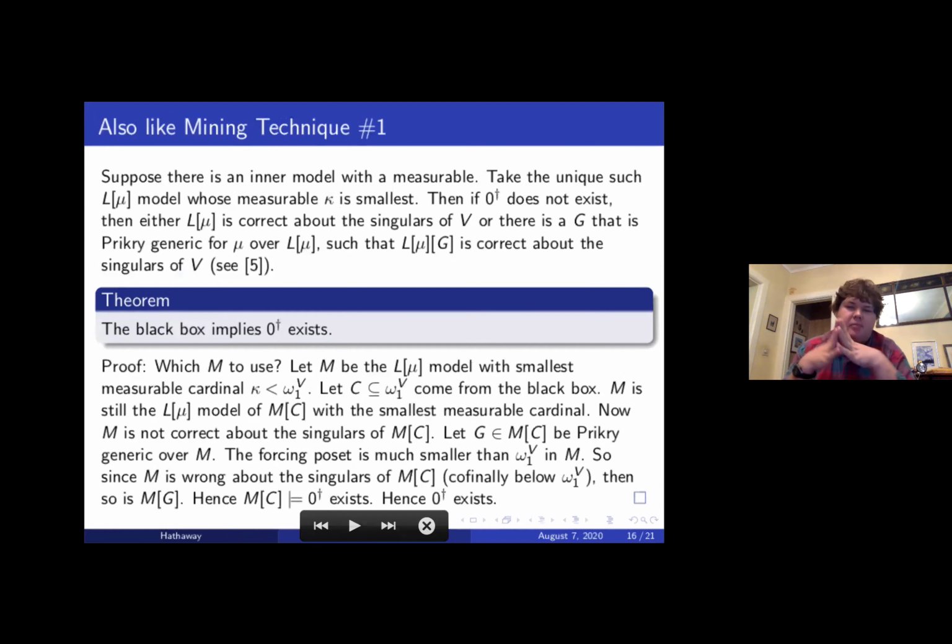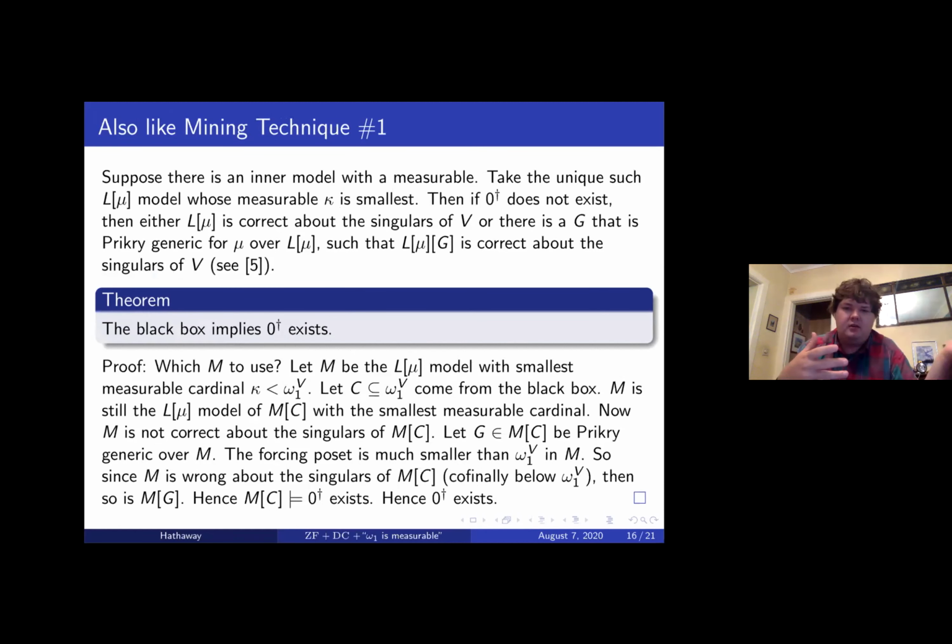Okay, so the black box, and therefore phi plus club filter on omega 1 is normal, implies an inner model with a measurable. The comment on this slide is that the black box implies that zero dagger exists. So this is a similar kind of covering scenario.